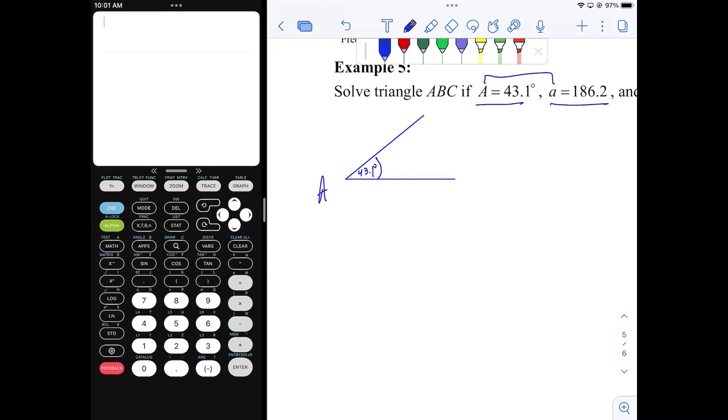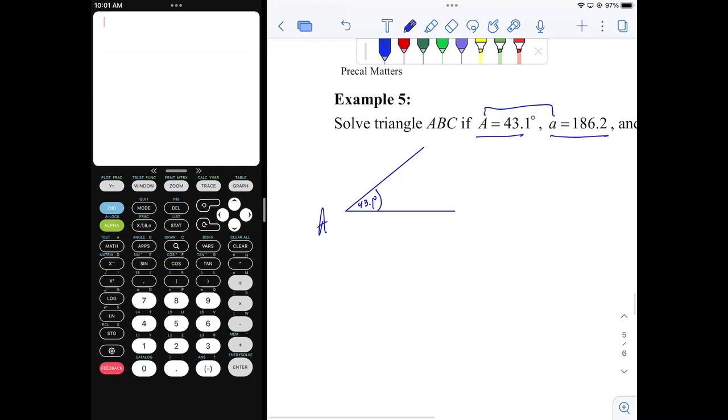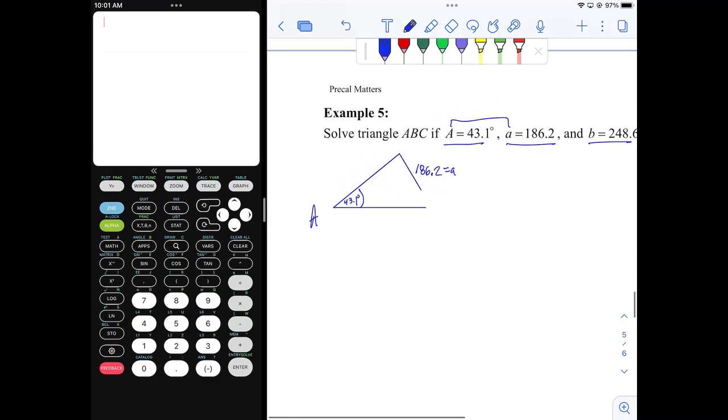All right. And so the swing arm, or the shovel arm, if you will, is 186.2, and that's little a. And then the other side that's given, little b, is 248.6.